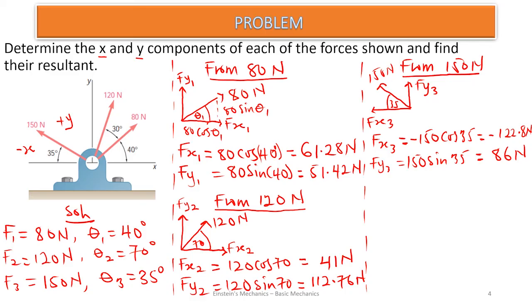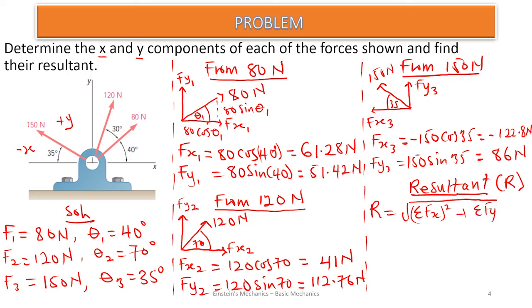And find their resultant. We are to find the resultant for the three forces. It is quite simple. So now the resultant of the force, let's call it R. Our R is going to be equal to, for a series of forces acting this way, the square root of the summation of the forces on the x squared plus the summation of forces on the y squared. Are we okay? So let's try to sum the forces on the x for each of the forces.